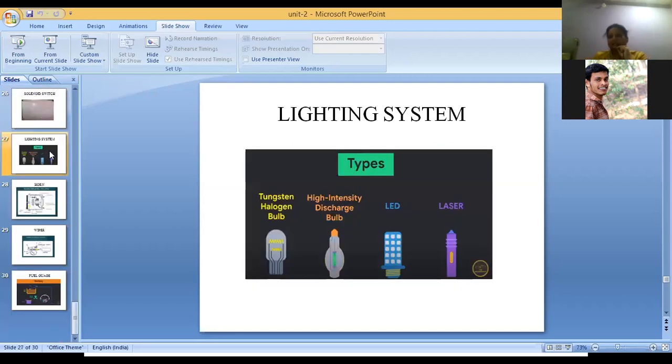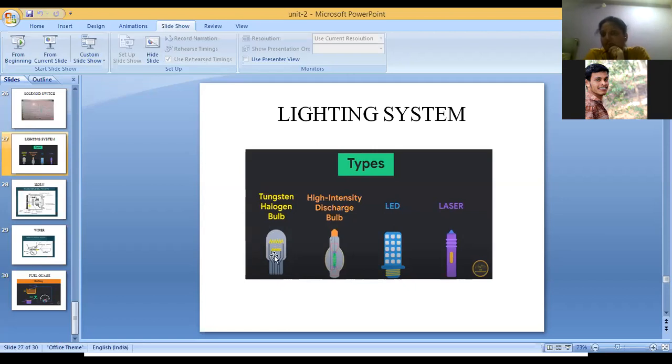Next one is your lighting system. We have different types of lights in our automobile: tungsten halogen bulb, high intensity discharge bulb, LED and laser. We mostly use the tungsten halogen bulb. Here you have a tungsten filament and halogen gas filled in the bulb. Tungsten will glow on passing of electricity.